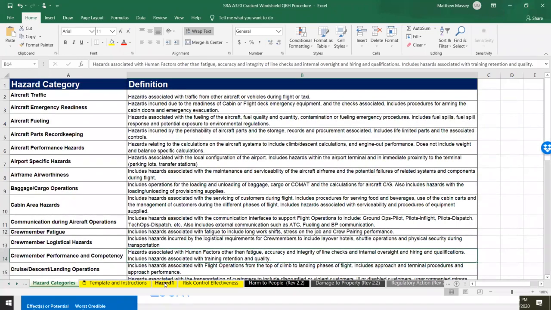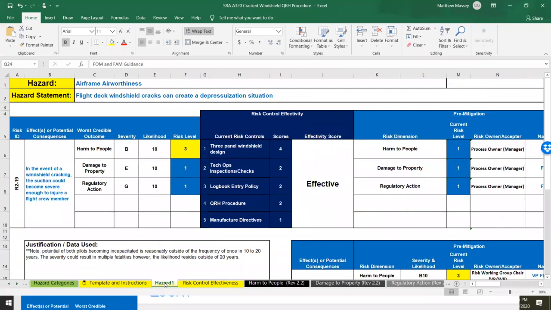So when they went to do this SRA, the safety risk assessment, they started with saying, right, well, this belongs under airframe airworthiness. And their hazard statement is a flight deck windshield crack could create a depressurization situation. It's true. And so then they go and they say, well, what's that potential consequence? Well, the consequence of an event with a windshield cracking could be that the suction could become severe enough to injure a flight crew member, which is exactly what happened at that airline in China. So they've broken it down into these three categories: harm to people, damage to property, and regulatory action.